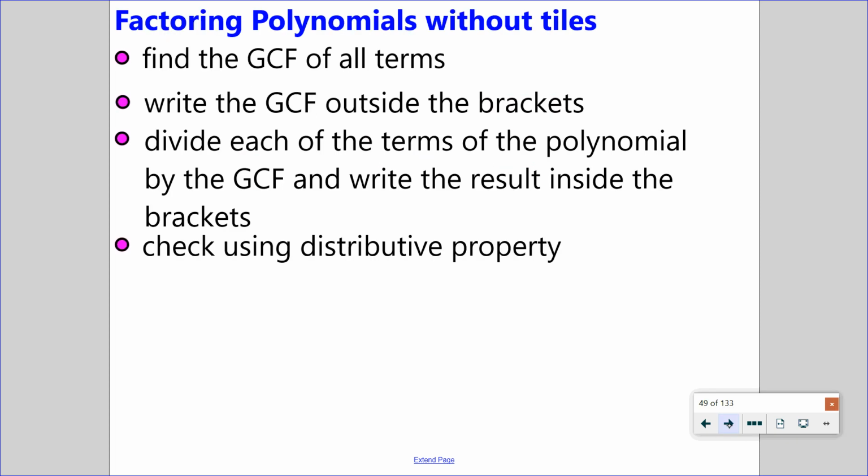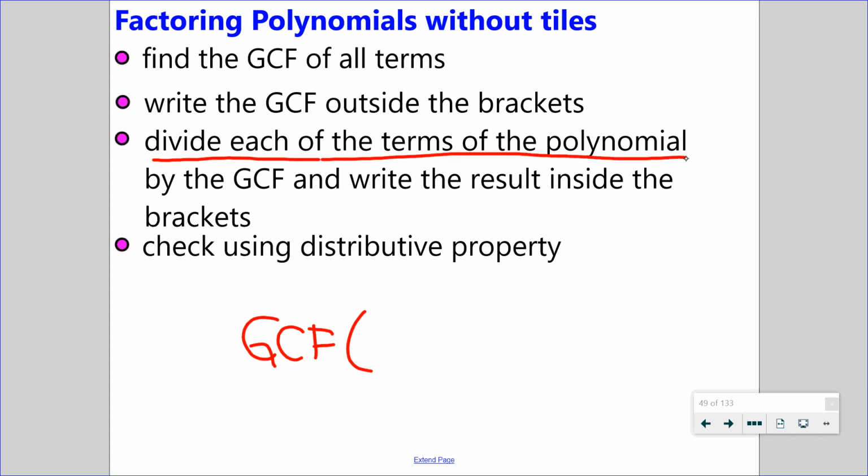Let's look at how we're going to factor without tiles. First thing we're going to do is find the GCF of all of our terms. So once you know the GCF, we're going to write it outside the brackets. So I'm going to put the GCF here. Okay, now inside the brackets, I'm going to divide the terms of the polynomial by the GCF and write whatever the result is inside the brackets. So inside the brackets is going to go my polynomial divided by my GCF. Close my brackets, and that will be the factors.